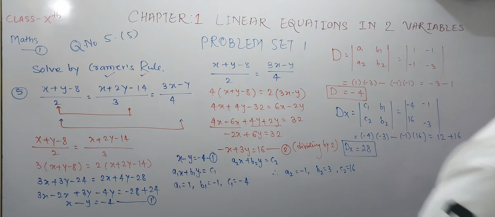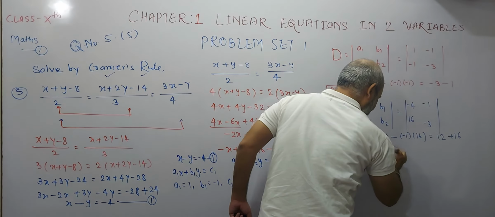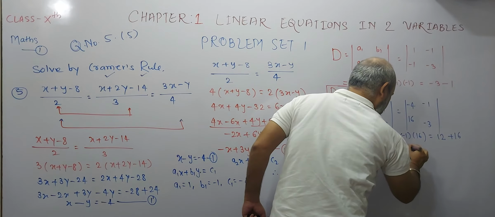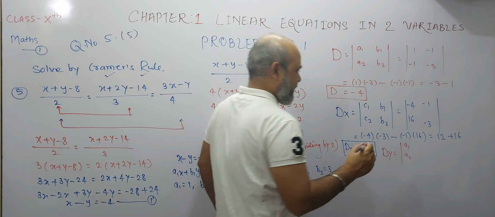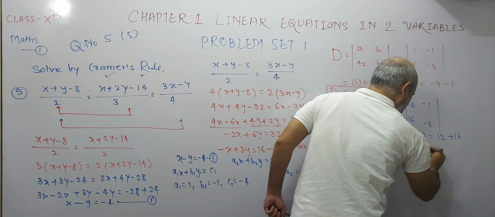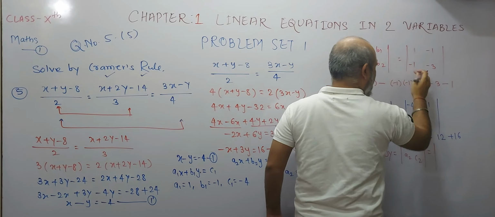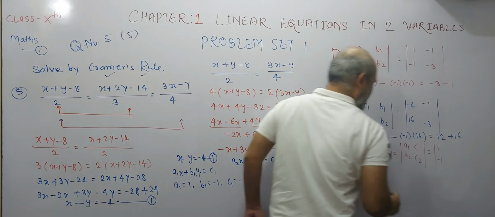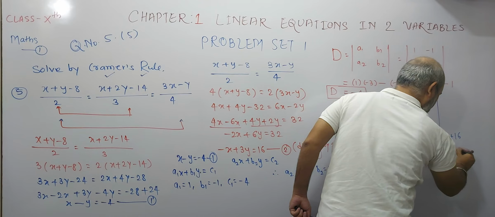So here we have the values of d and dx, and now we'll find the value of dy. So dy is equal to what? A1, A2 will be as it is, and B1, B2 is replaced by C1, C2. So what is A1 and A2? A1, A2 is 1, comma minus 1. What is C1 and C2? C1, C2 is minus 4, 16.